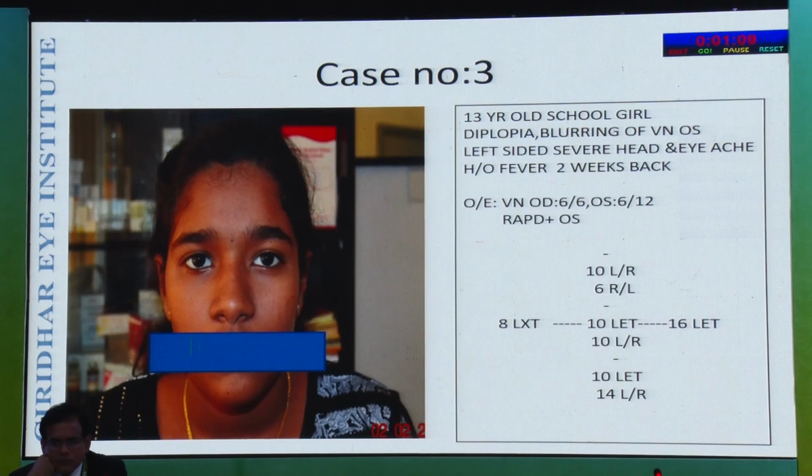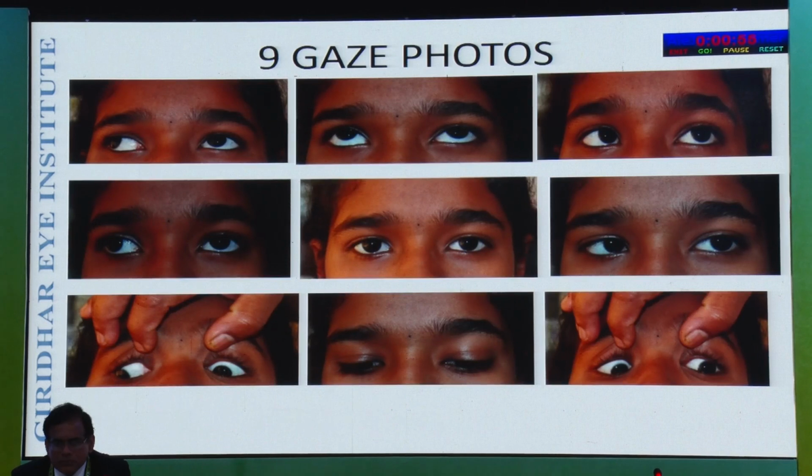This is case number 3, a 13-year-old schoolgirl who complained of diplopia and blurring of vision in the left eye, left-sided severe headache, and fever of 2 weeks duration, and RAPD in the left eye. These are the 9-gaze photos. She had a subtle left eye esotropia which worsens on left gaze, and on right gaze it became exotropia. And she also had left hypertropia which worsened on down gaze, and in up gaze it became hypotropia. So here we are dealing with second, third and sixth nerve.